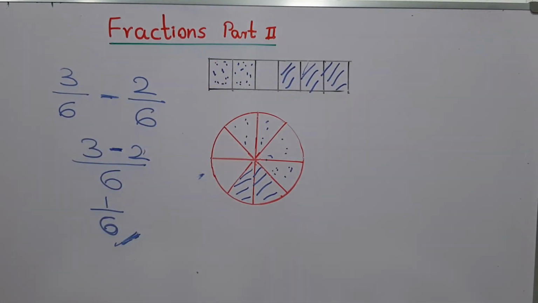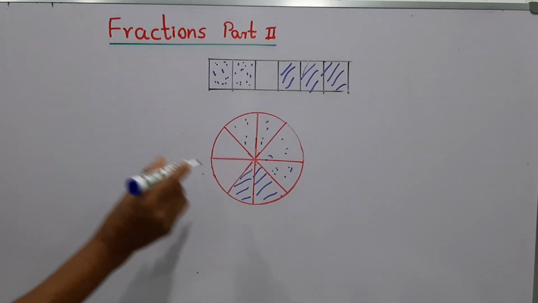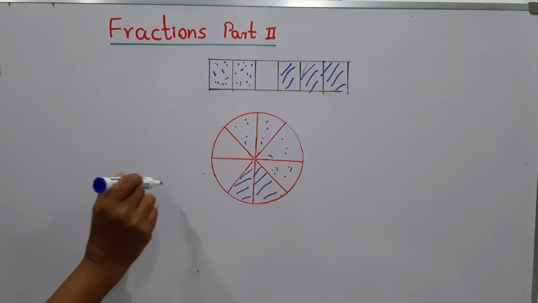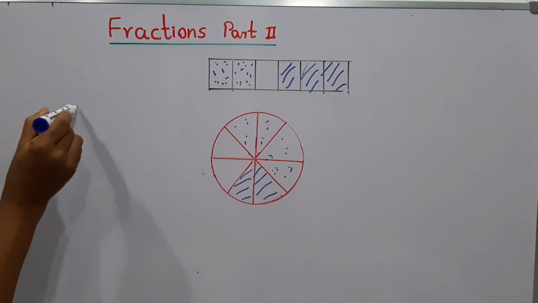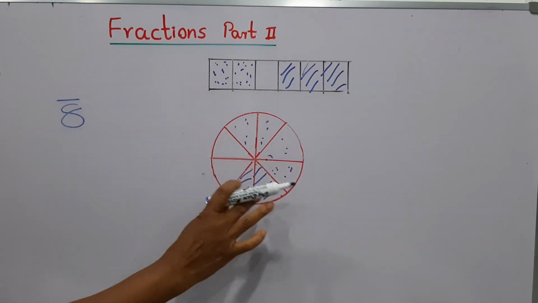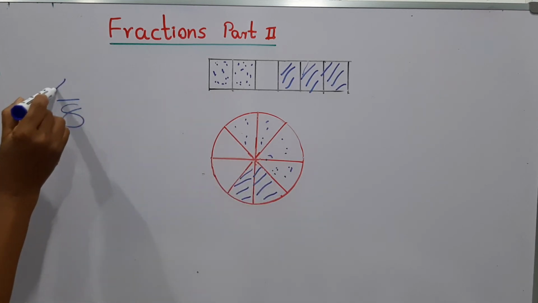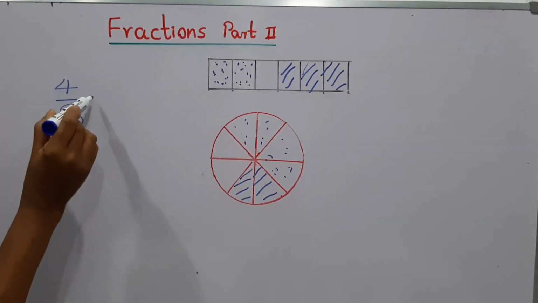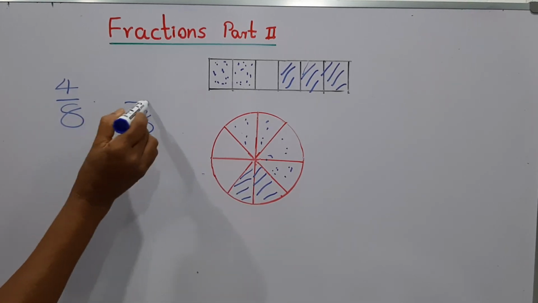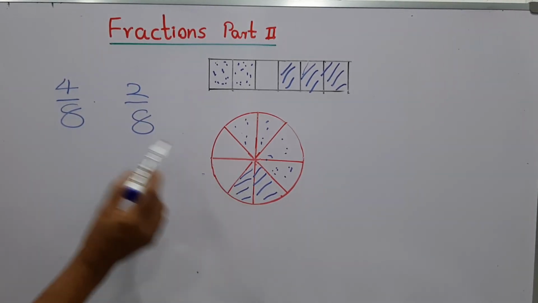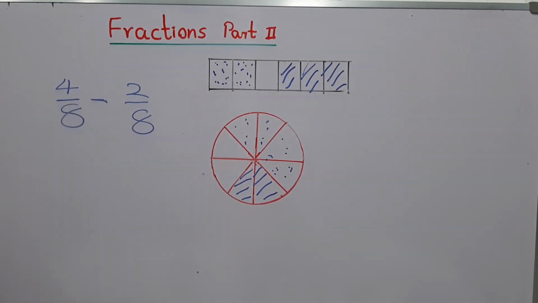Okay, we will do another sum like here. We'll take this figure. Now there are two fractions. One is out of 8. Figure has divided into 8 parts. Out of 8, 1, 2, 3, 4. 4 parts are shaded. Then the next fraction is out of 8, 2 parts are shaded. Now we are going to subtract this from this.